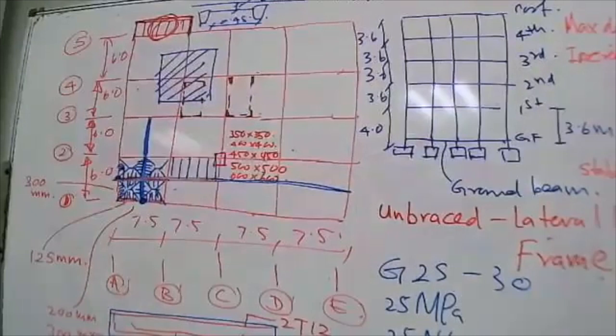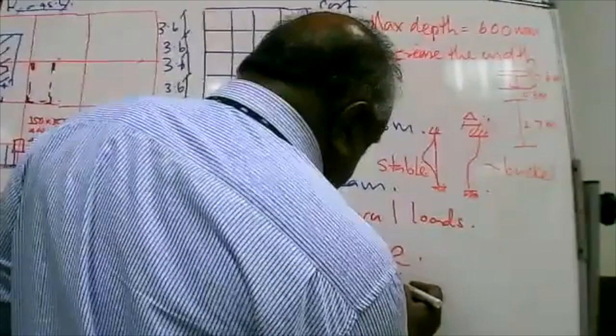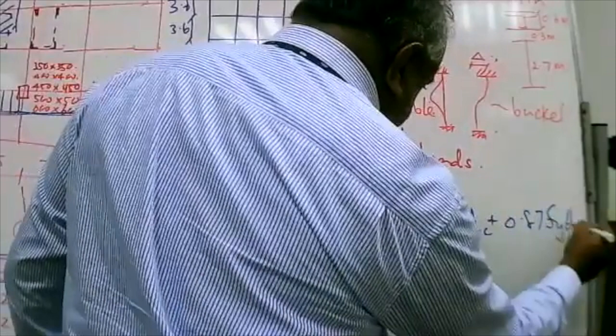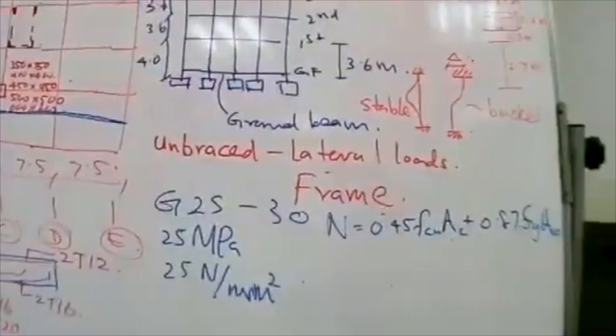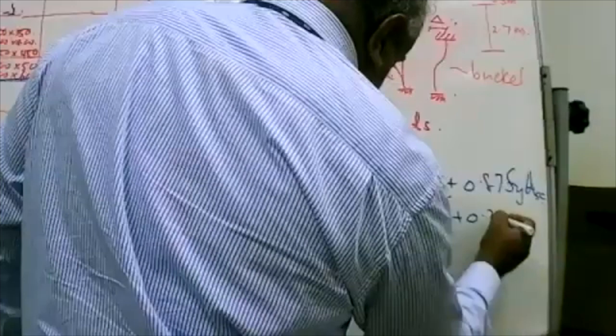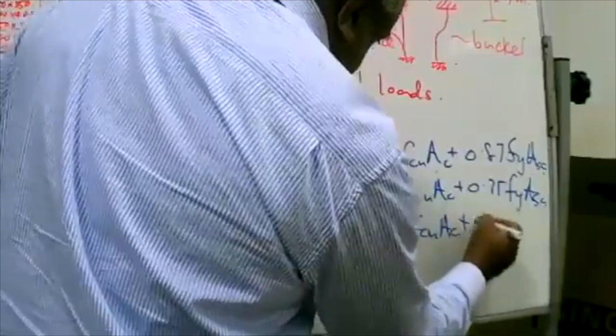But when you are trying to find the size of the column, you don't have to worry too much. You can find it by using the British code, simple rules. There are equations in the British code, which say, if it is a column, N is equal to 0.45 fcu Ac plus 0.87 fy Asc. Asc is the steel area, Ac is the concrete area. There's an equation like that given in the code. Then there's another equation, N is equal to 0.4 fcu Ac plus 0.75 fy Asc. Then there's another equation, N is equal to 0.35 fcu Ac plus 0.67 fy Asc. These are the rules, the equations.